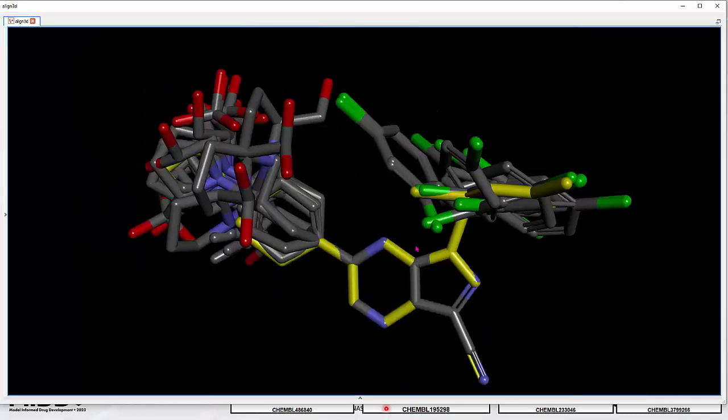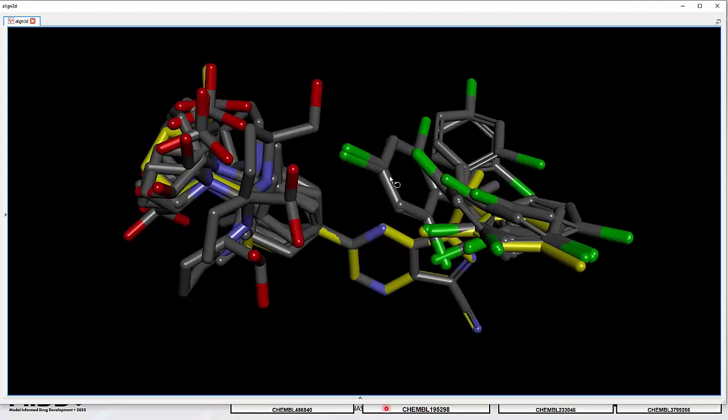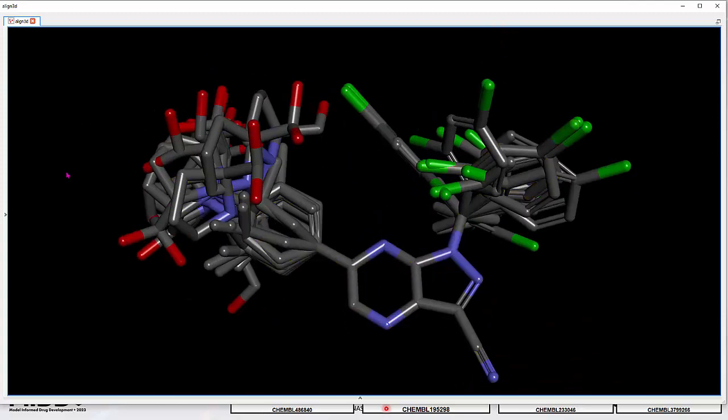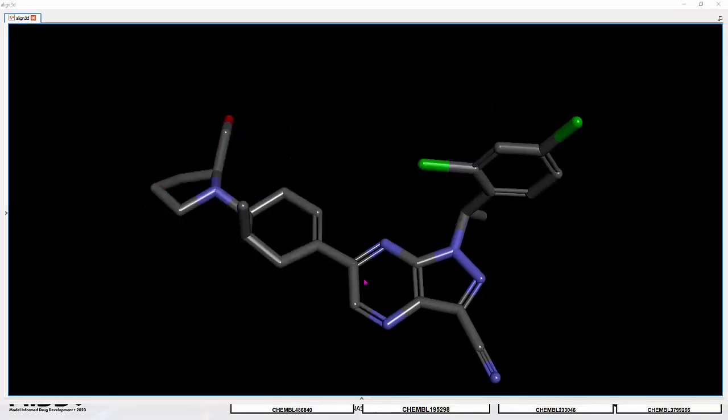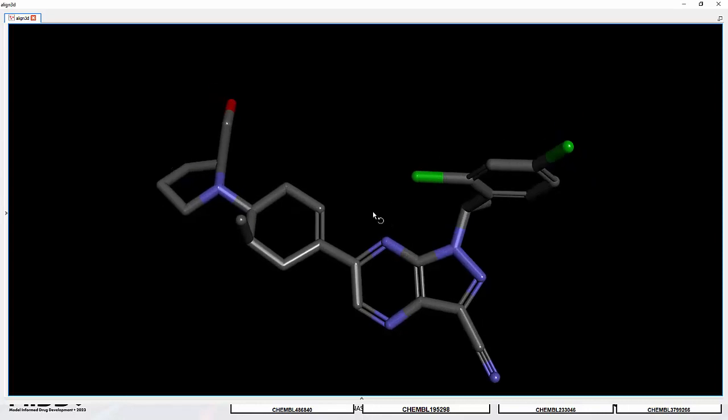And you see that highlighted in yellow here. So it's kind of in the middle of the pack. And then we can undisplay all of the compounds except for the reference structure. So here's the geometry of the reference structure.